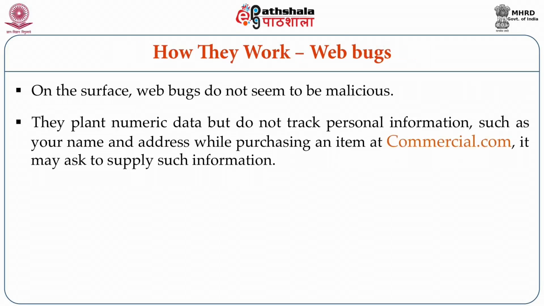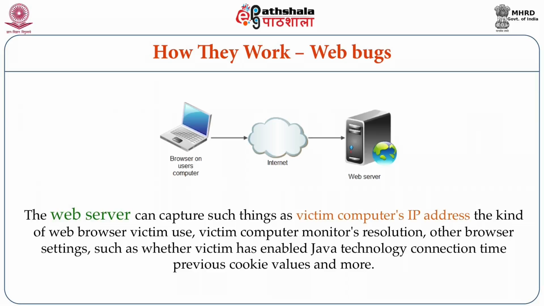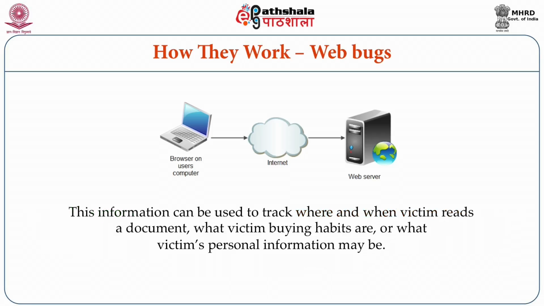Web bugs don't sound malicious. What they plant is numeric data, but they do not track personal information such as your name or address. While you are purchasing an item at commercial.com, it may ask you to supply such information. The web server can capture such things as the victim computer's IP address, the kind of browser the victim uses, the victim computer monitor's resolution, other web browser settings such as whether the victim has enabled Java technology, connection time, previous cookies, cookie values, and other information. How is this information useful? This information can be used to track where and when the victim reads a document, what the victim's buying habits are, or what the victim's personal information may be.